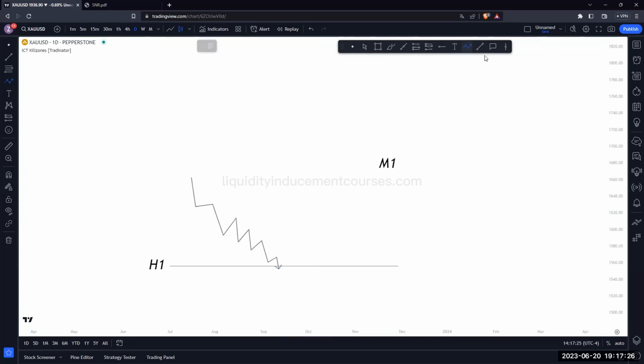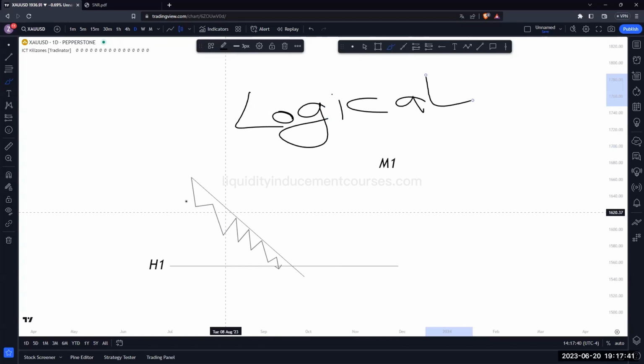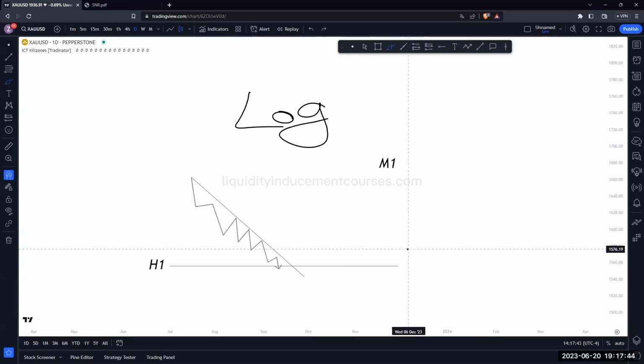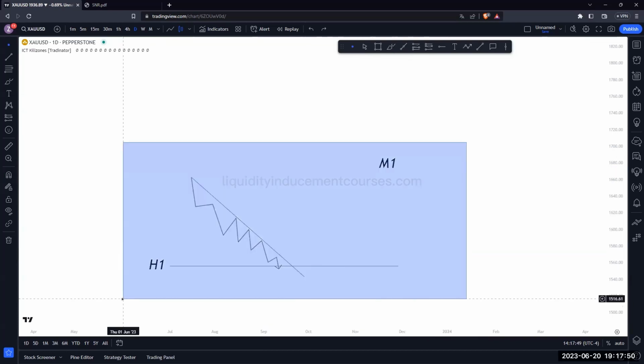M1 is gonna approach with the structure. You have a lot of SNR levels, as you can see. You take two and align them with each other, point A, point B. That makes a logical trend line. This is a bearish trend, a logical trend. And then once price breaks it, you start buying. That's the confirmation, nothing special.